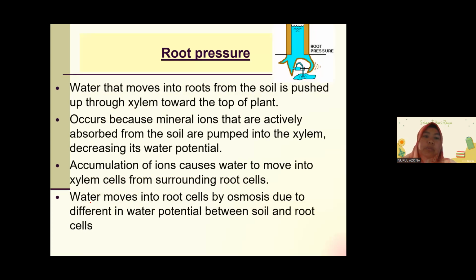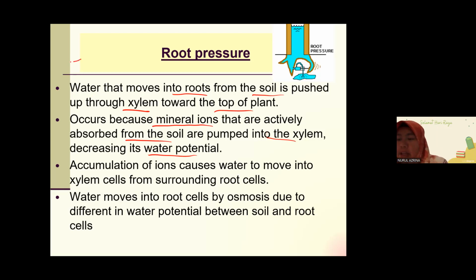Okay, so root pressure. Water that moves into the root from the soil is pushed up through the xylem towards the top of the plant. This occurs because mineral ions that are actively absorbed from the soil are pumped into the xylem and thus decrease the water potential.